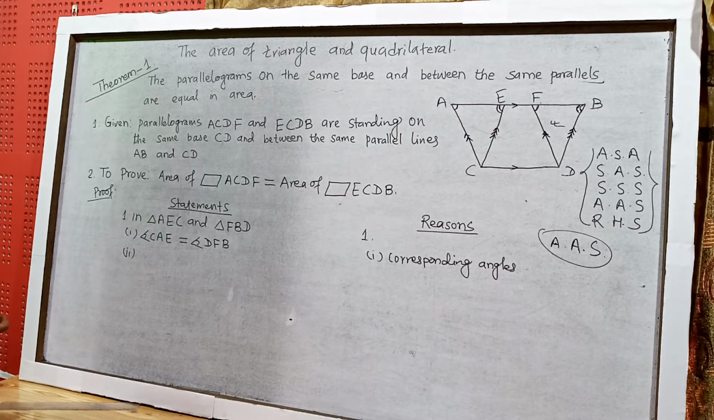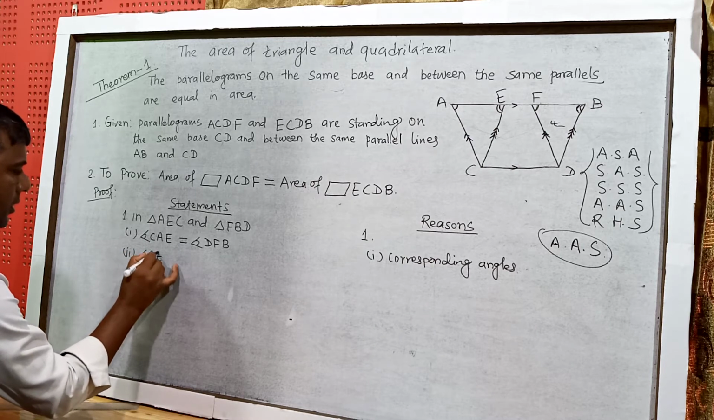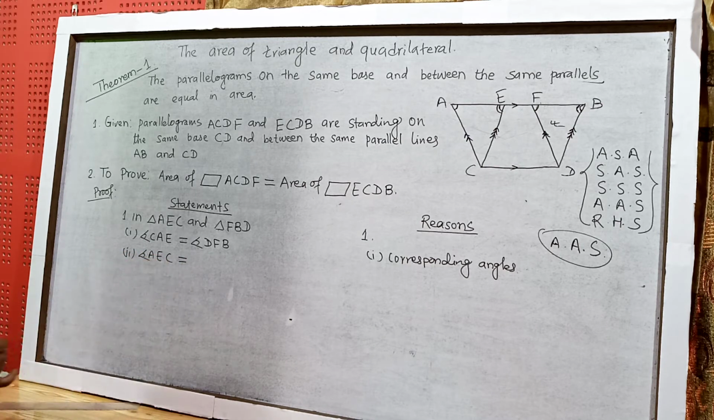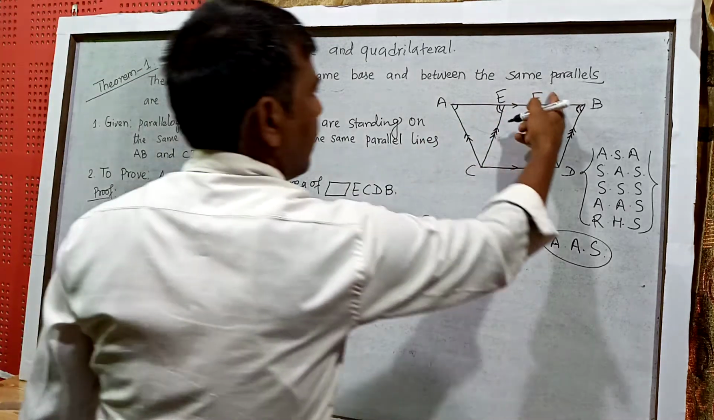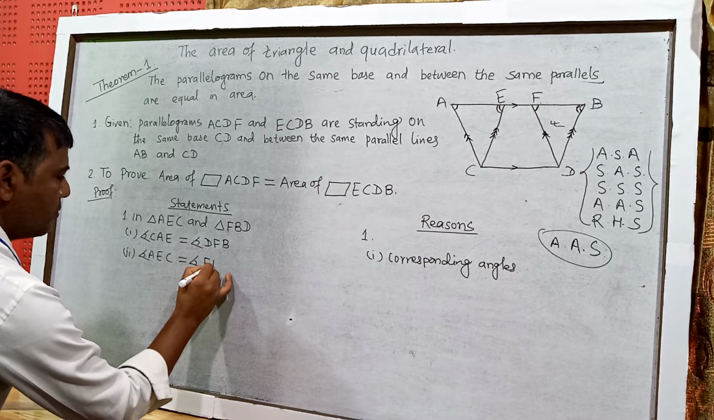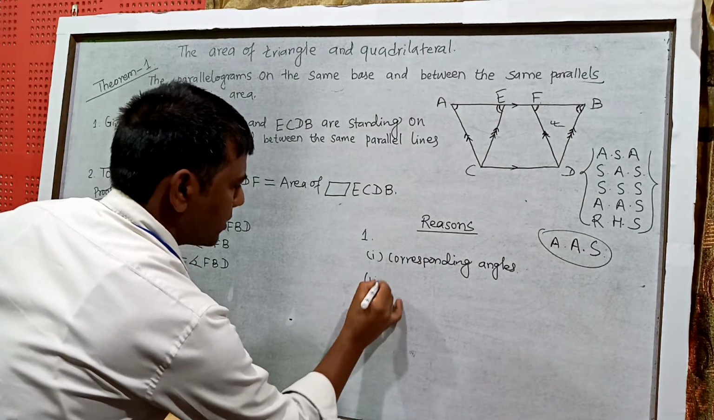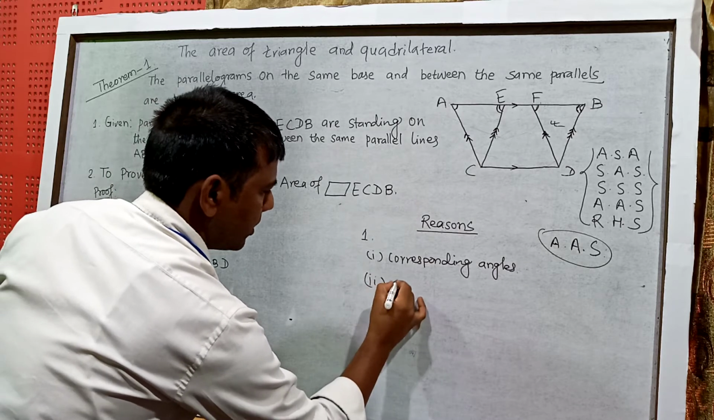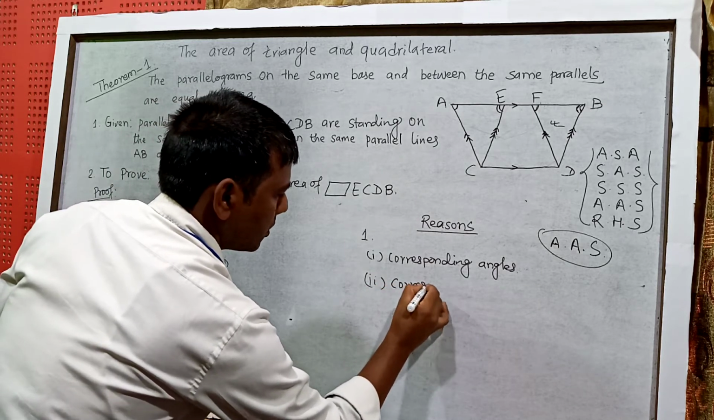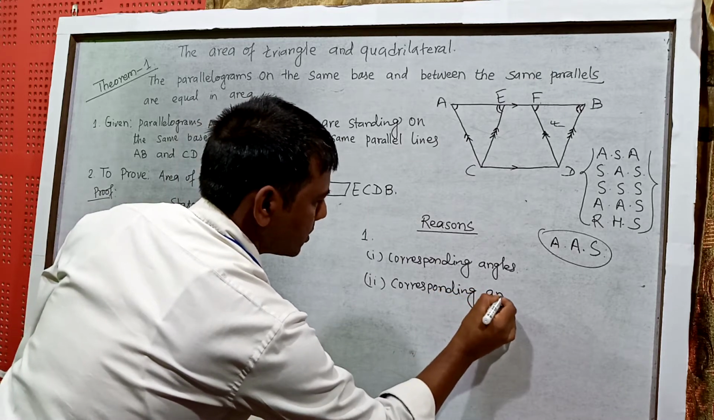And in number two, angle AEC equals angle FBD. They are also corresponding angles. Number two, reason: corresponding angles.